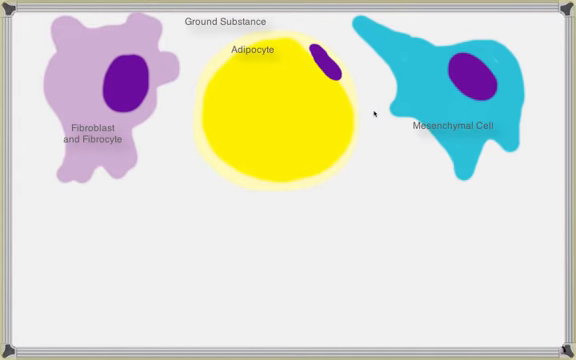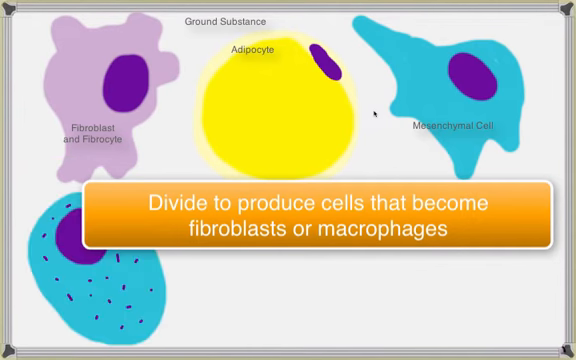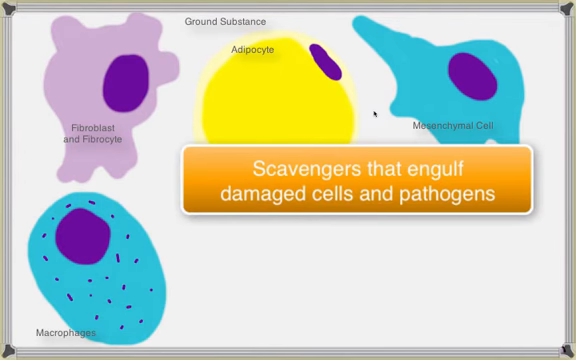The mesenchymal cells are stem cells that are found in many connective tissues. These cells respond to local injury or infection by dividing to produce daughter cells that differentiate into fibroblasts, macrophages, or other connective cells. Macrophages are large cells that are scattered throughout the matrix. These cells are scavengers that engulf damaged cells or pathogens that enter the tissue. The name macrophage means big eater. When macrophages engulf damaged cells or pathogens, they become stimulated and release chemicals that attract large numbers of additional macrophages and other cells involved in tissue defense.